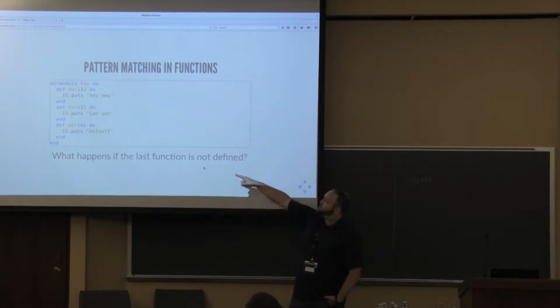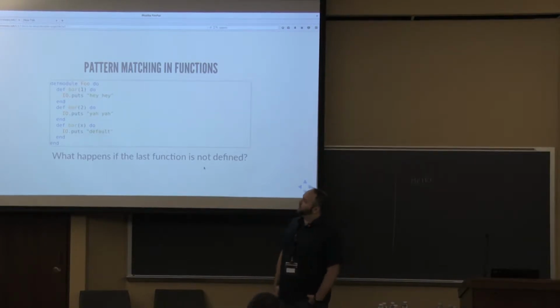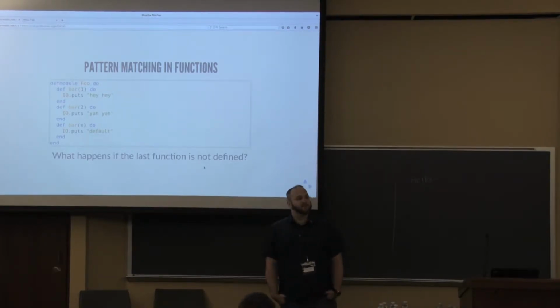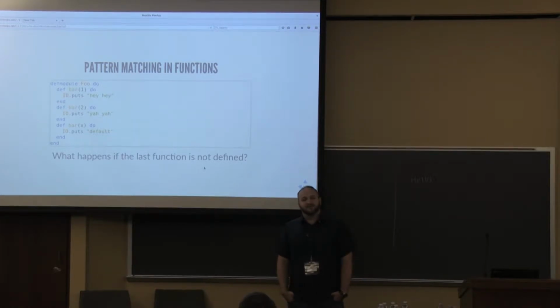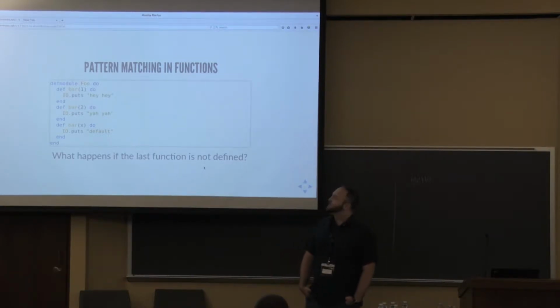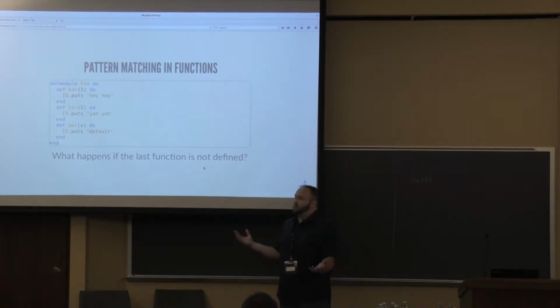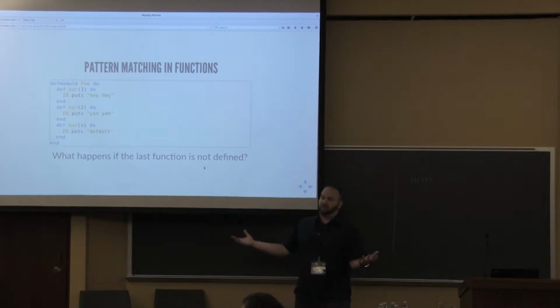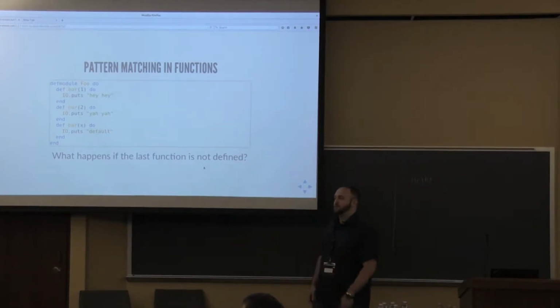So if the last function, bar with x, is not defined, what do you think will happen if you call foo.bar and pass 3? Some kind of error, yes. It's going to say that there's no such function. There'd be a compiler error? This is not a compiler error, no. Because this is all runtime, and you might be getting data from another system, so you have no way of knowing ahead of time whether this will work or not.